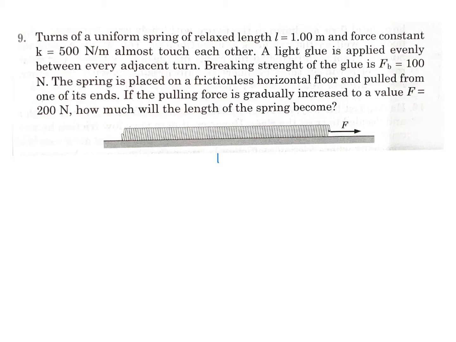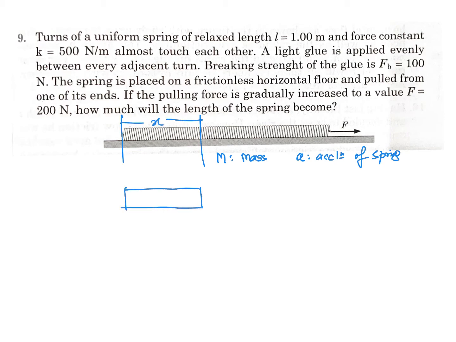So let M be the mass of the spring, and A be the acceleration of the spring. So at any section x, what is the tension in the spring? That's T. So T is equal to the mass, Mx by L, times A. So tension at a distance x from the free end happens to be equal to F times x by L.